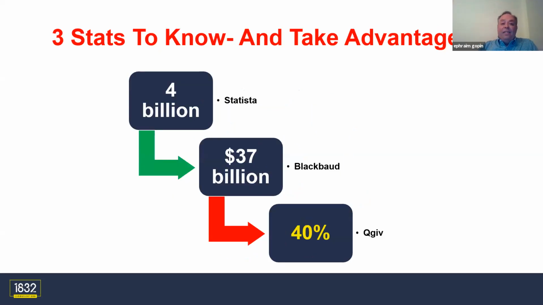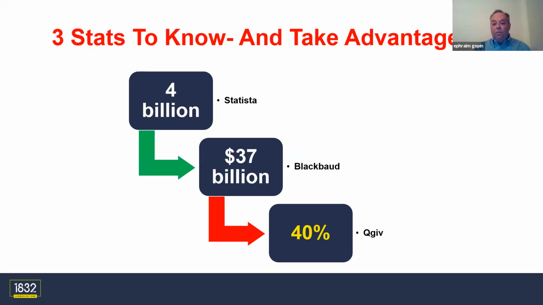Here are 3 stats that you should all know and be able to take advantage of. The first one comes from Statista, which is that almost 4 billion people around the world have email. Now that's a majority of the world's population. People have email. You need to be taking advantage of email.